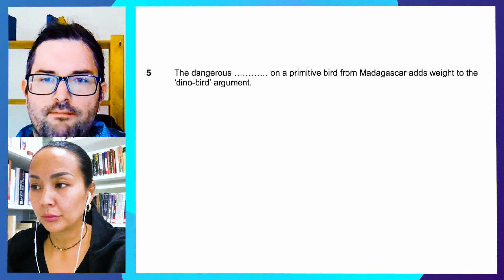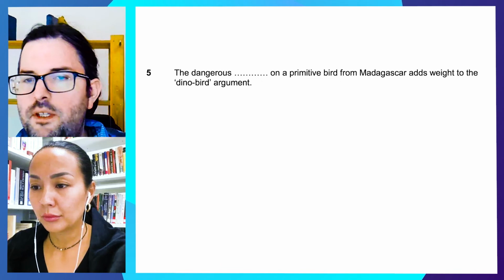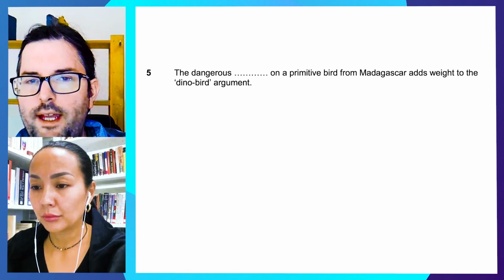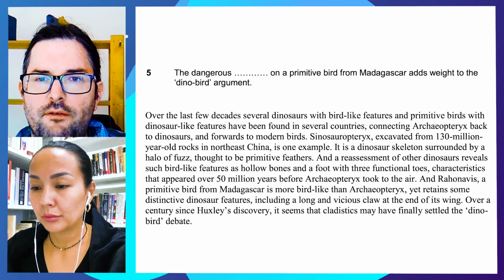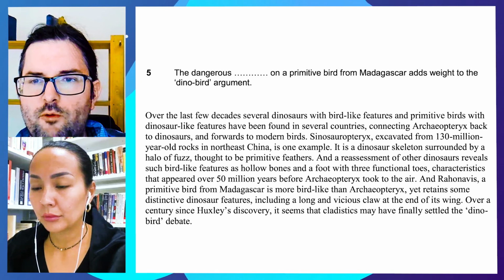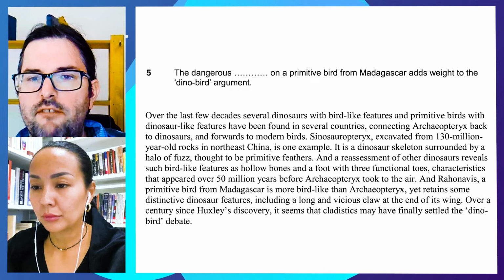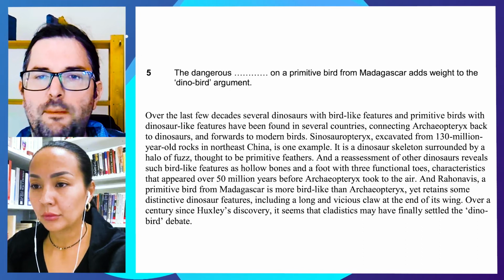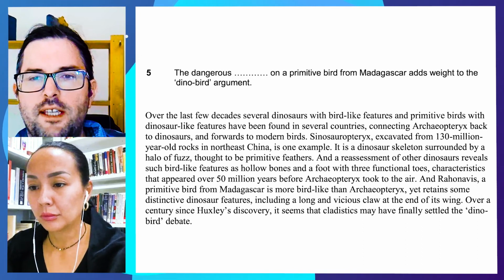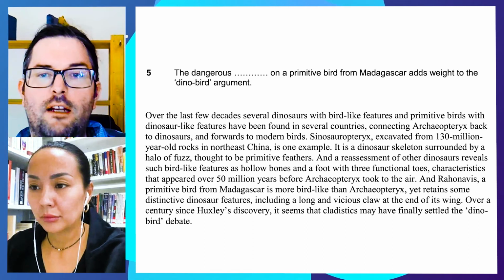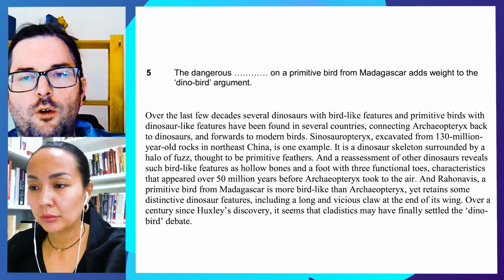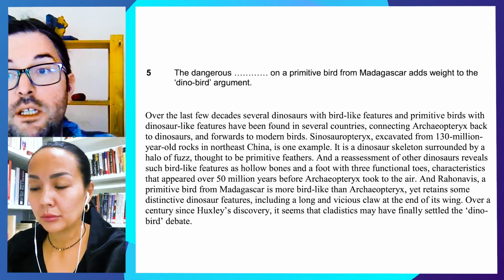The dangerous blank on a primitive bird from Madagascar adds weight to the dino bird argument. So the one that it mentioned from Madagascar is Rahonavis, a primitive bird from Madagascar, is more bird-like than Archaeopteryx, yet retains some distinctive dinosaur features, including a long and vicious claw at the end of its wing. So it's a claw.